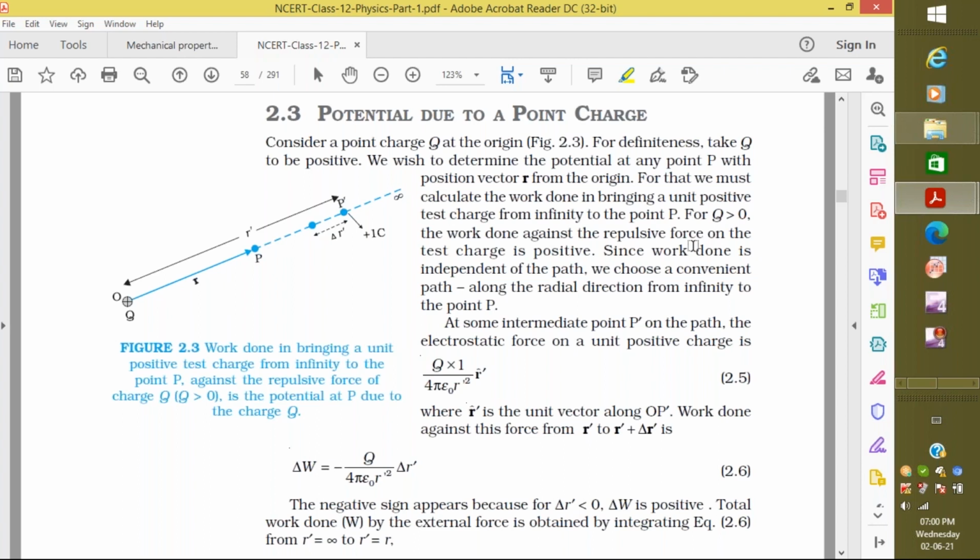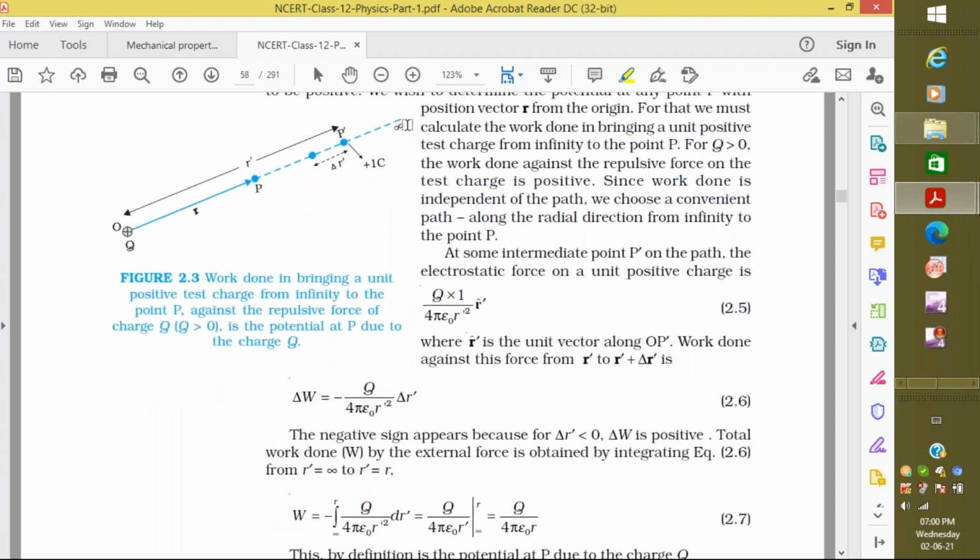First, we are bringing the test charge, 1 coulomb, the unit charge, according to the definition, from infinity to P prime. First I bring it there, then I will bring it from P prime to P in small steps. Suppose first I bring it an arbitrarily small distance delta r prime, then another delta r prime, like that bringing it closer and closer, and finally I'll be bringing it here at P.